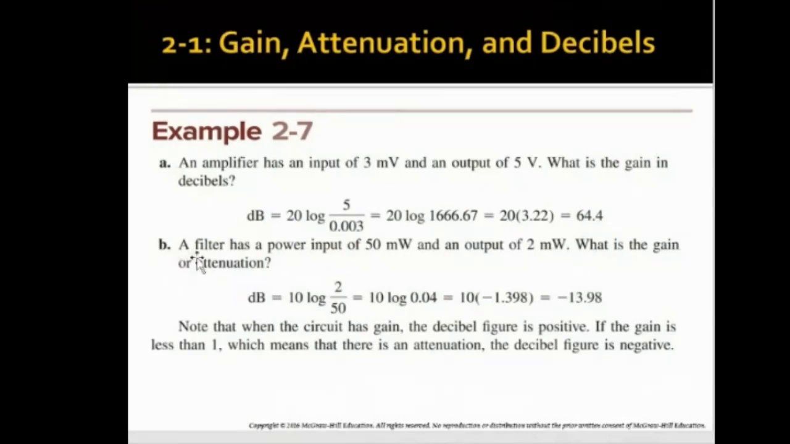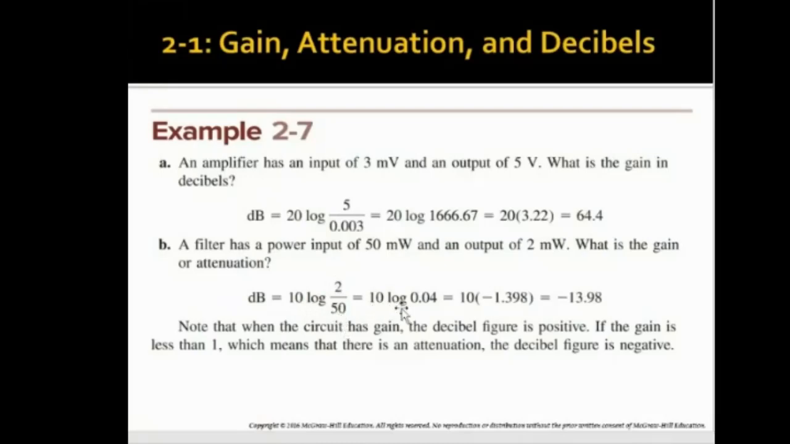B: a filter has a power input of 50 milliwatts and an output of 2 milliwatts. What is the gain or attenuation? Filters usually cut your input, and the output will be something narrower in bandwidth, or maybe in voltage or power. Since we have power here, we use the power equation, which is 10 log of P out over P in.